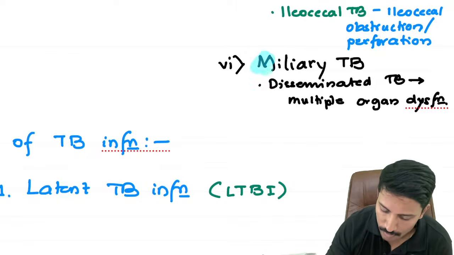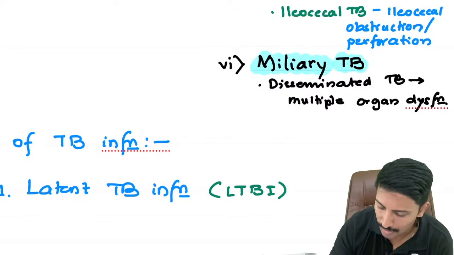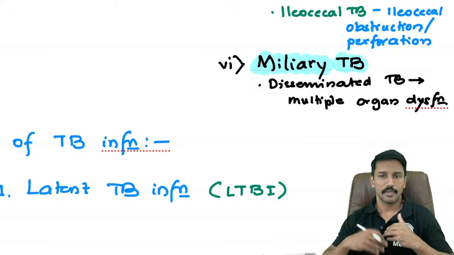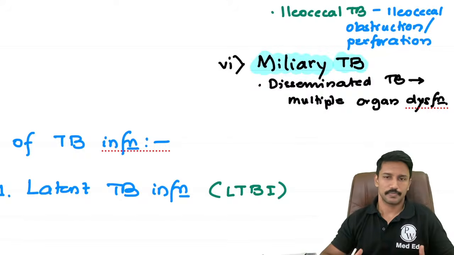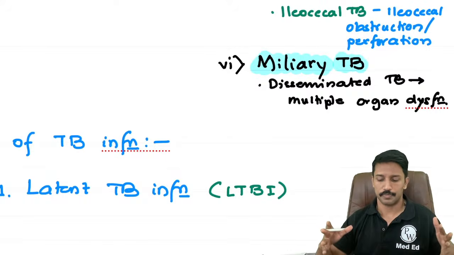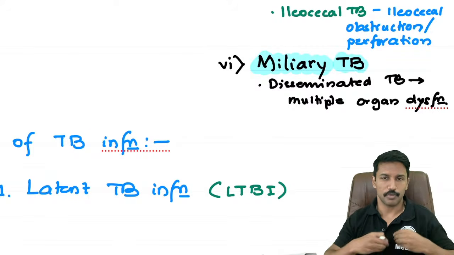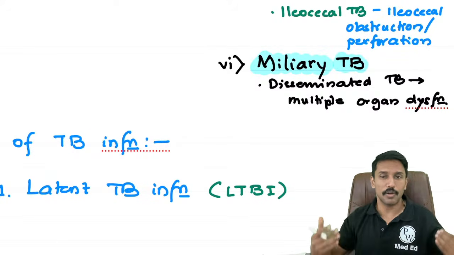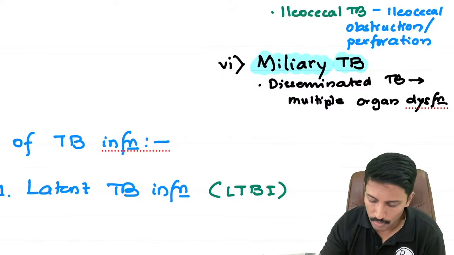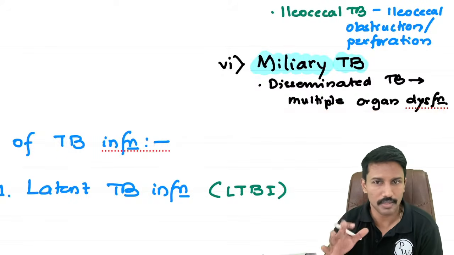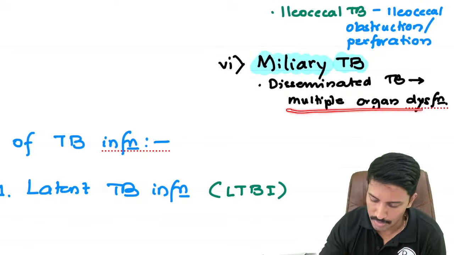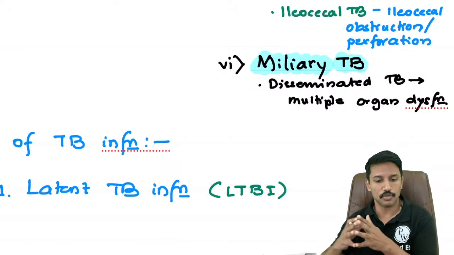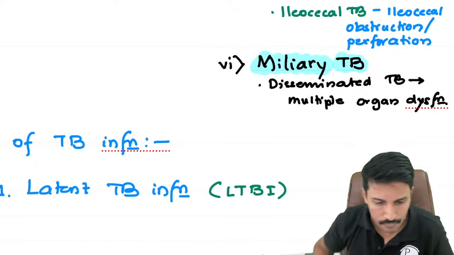Then miliary TB is a more advanced, difficult to treat, high mortality state where the TB infection spreads to multiple organs through hematogenous route. Dissemination of the TB from the lungs or from other organs, from an extrapulmonary site, it spreads to multiple organs. And those organs which are now affected by the shower of TB bacilli will start losing function. So there will be multi-organ dysfunction. So miliary TB is associated with high mortality because of the multi-organ dysfunction.